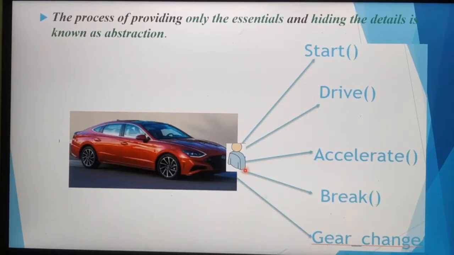As a user, you should know only the main essential features of the car, which is called abstraction. The process of providing only the essentials and hiding the details is known as abstraction. Here the inner information is everything hidden from each module. A user should know only the main important things.